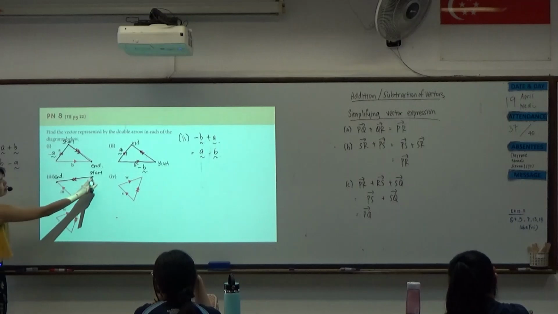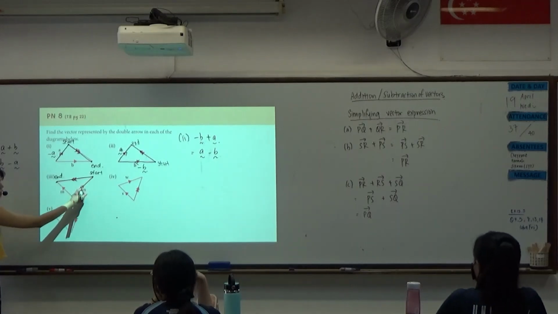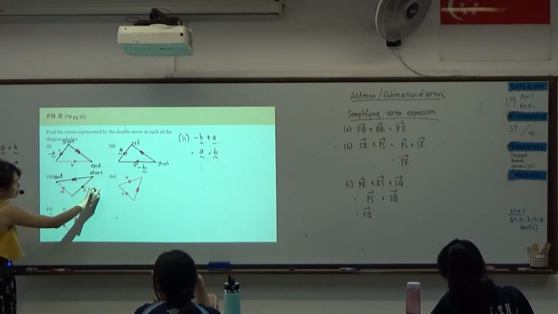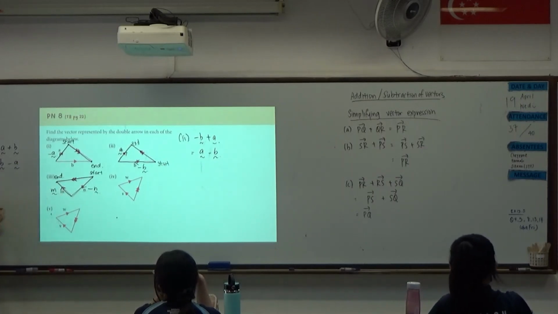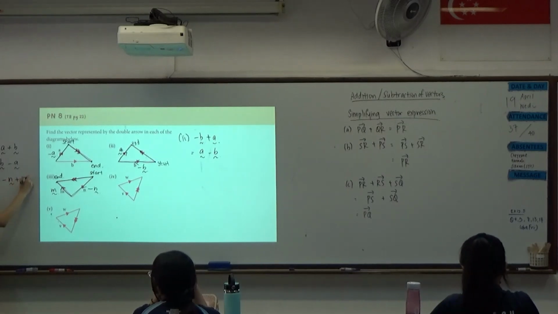From the start, following this pathway going down, that will be a negative n, followed by going up, that will be an m. So the resultant vector will be negative n plus m.